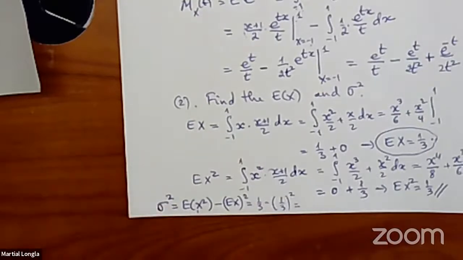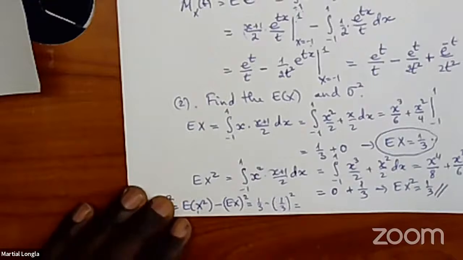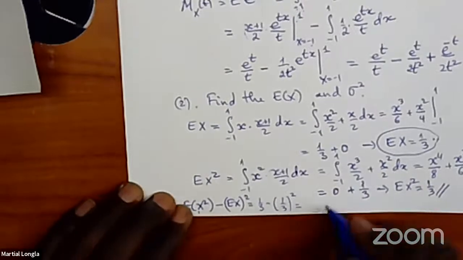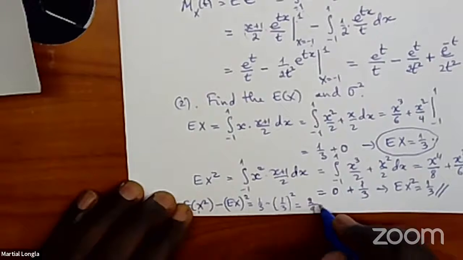So there are two ways of computing sigma squared. Either take the expected value of X squared and subtract the square of the expected value, or start from scratch and find the expected value of X minus mu squared. Nobody wants to do that right now. If I know the expected value of X squared and the expected value of X, I just do this and I get the answer. So that's 1/3 minus 1/9. That's 3 minus 1, 2/9. So this is the variance.